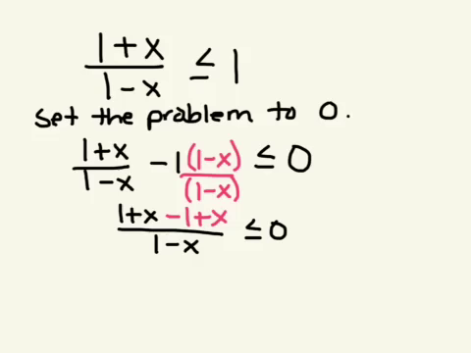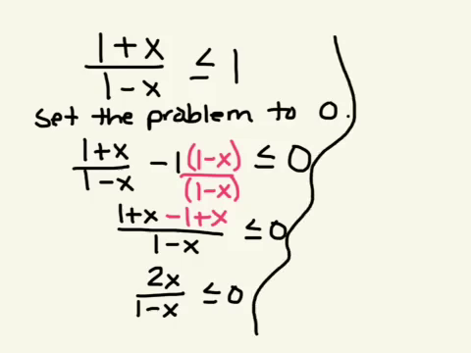So now when we combine our like terms in the numerator, 1 minus 1 cancels, and we have 2x divided by 1 minus x is less than or equal to 0. So now that we have that, we can identify our zeros. With rational inequalities, you set your numerator equal to 0. So we have a 0 at x is equal to 0. And remember that in this problem, it is "equal to," so x is equal to 0 is included.